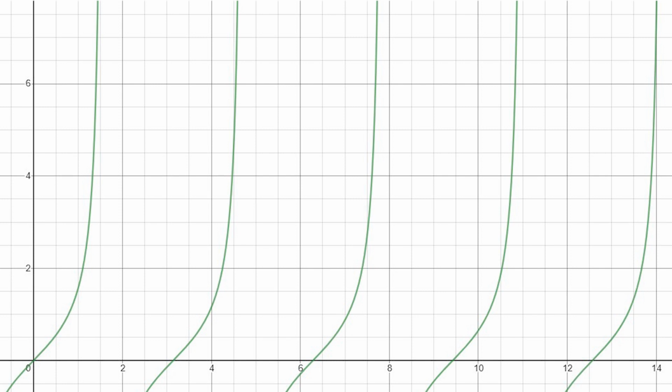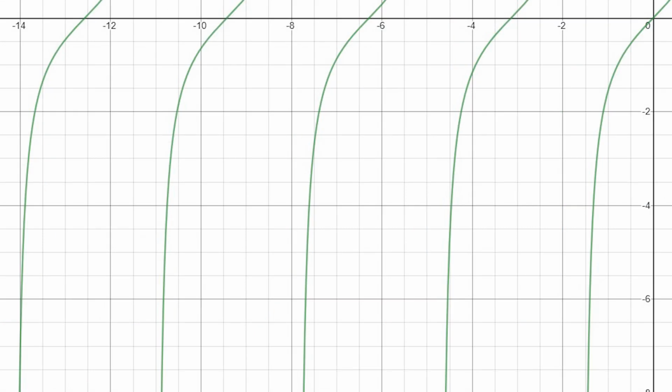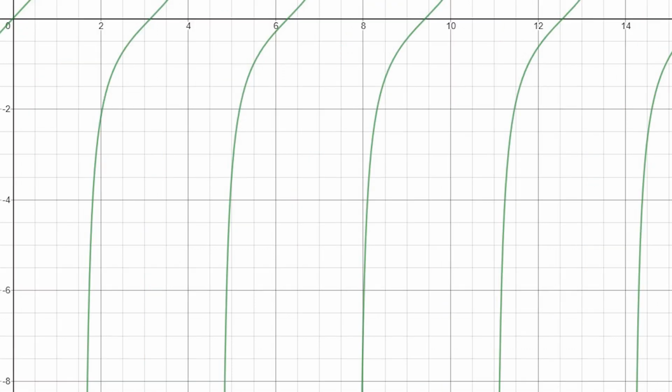Observe that the value of tan x in the first quadrant increases from 0 to infinity, in the second quadrant increases from minus infinity to 0, in the third quadrant increases from 0 to infinity, and in the fourth quadrant increases from minus infinity to 0.